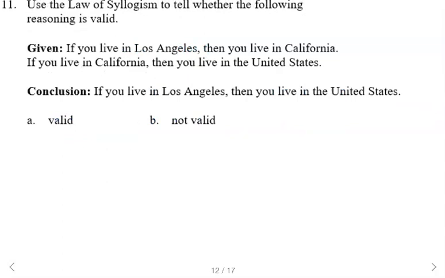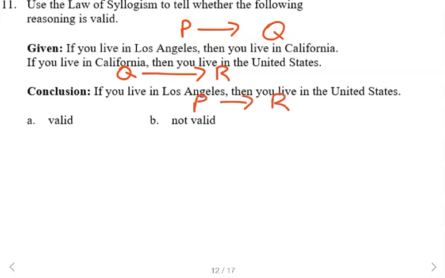All right, see if this works with the law of syllogism. If P, then Q. If you live in Los Angeles, then you live in California. If you live in California, then you live in the United States. And so yes, we can put them together. If P, then R. If you live in Los Angeles, then you live in the United States. So yes, this is a valid time to use the law of syllogism. Now, if just both conclusions matched up, then it would not be valid. We could not put them together. The conclusion of one needs to match up with the hypothesis of another. That's when you can use the law of syllogism.